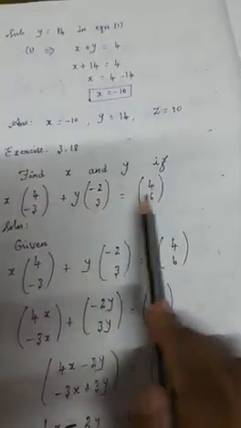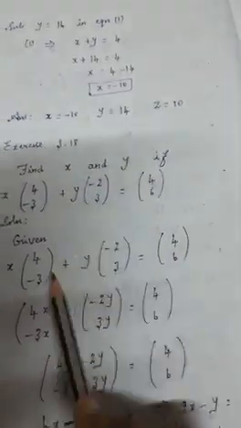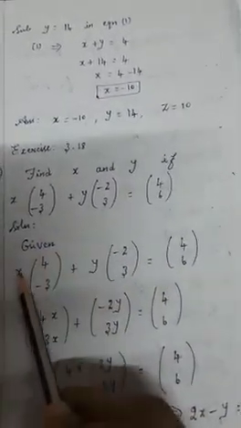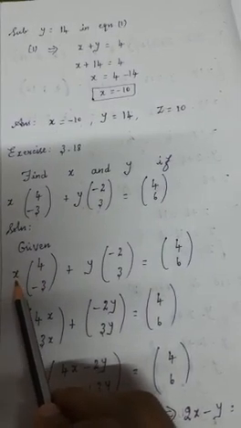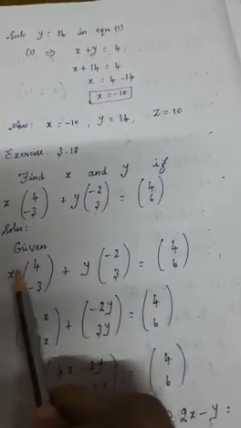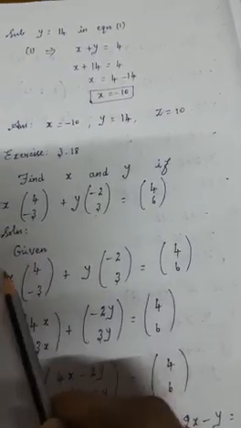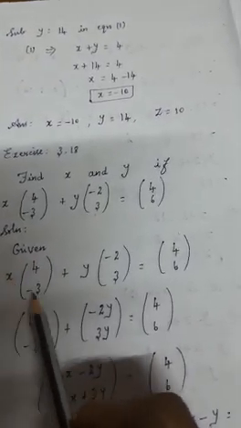So using this equation, we are going to find out the value of x and y. Now see the solution. First, you have to write the given. Whether it is a number or a variable like x, you have to multiply it with all the elements of the matrix. So x multiplies with the 4 and x multiplies with the minus 3.